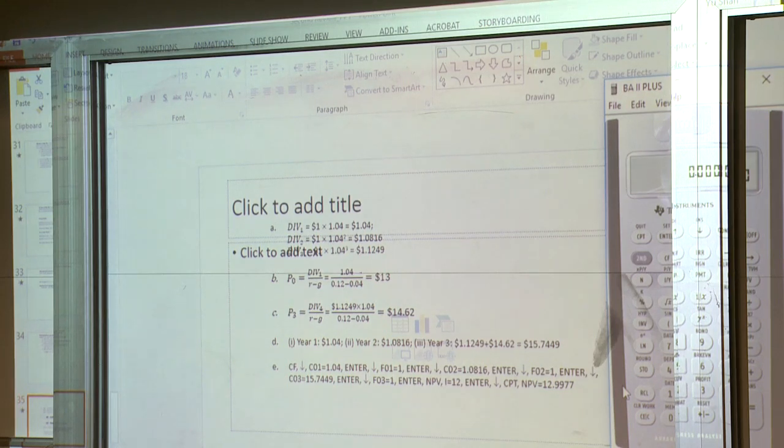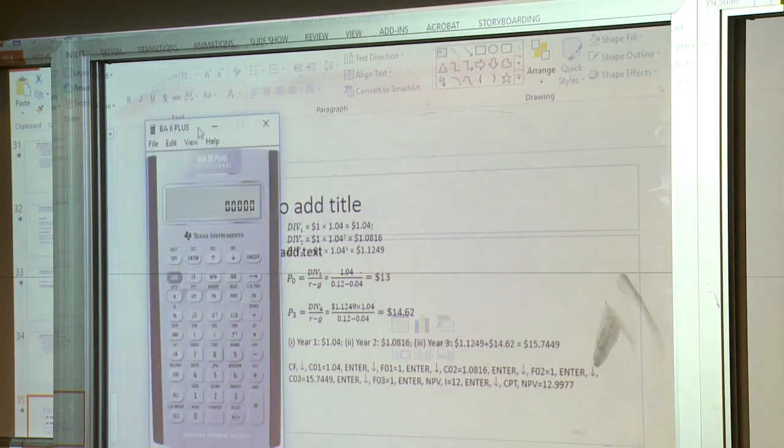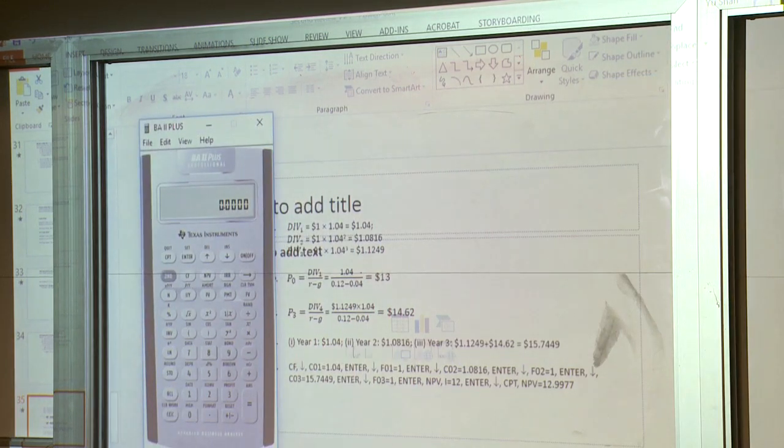We got those cash flows, year 1, year 2, year 3. 3 different cash flows in 3 years, okay? And we calculate the CF. We first clear the memory, so CF, second, clear, okay? And then what is CF0? This is the cash flow at T0. None, right? 0, there's no cash flow. We start from year 1, so 1.04.